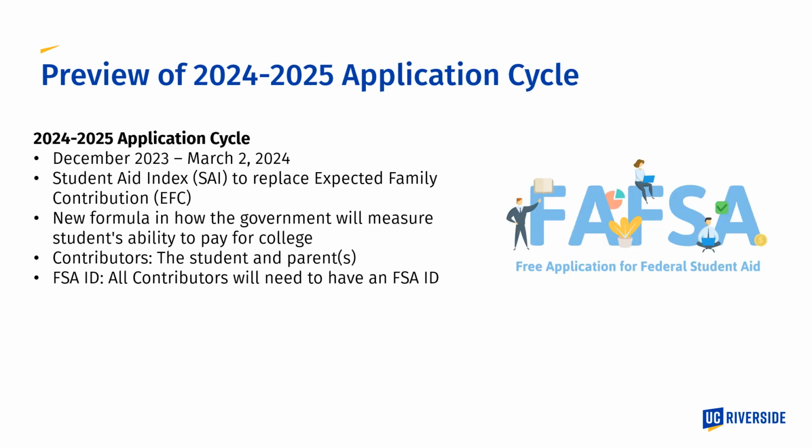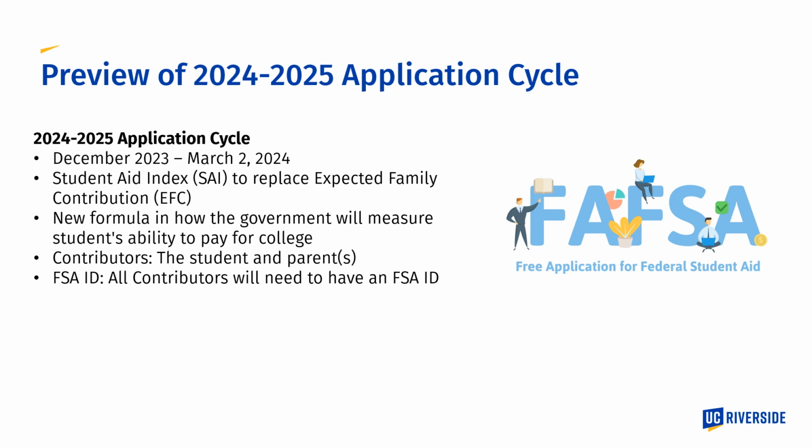Lastly, we would like to give you a preview of what the 2024-2025 application cycle will look like, as there will be major changes to the financial aid application. For starters, students must submit a financial aid application every year if they would like to be considered for financial aid. For the 2024-2025 cycle, applications will open in December 2023 and close on March 2, 2024.